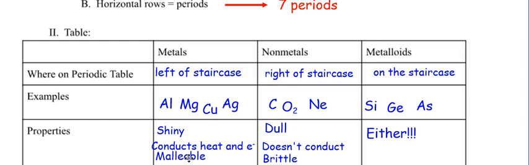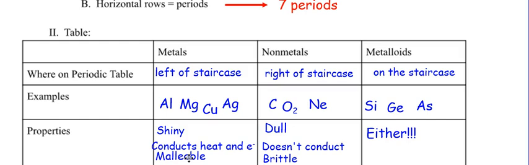Carbon in its elemental state is dull. It's like your charcoal briquette, not your diamond. All right, that's a special case of carbon, but charcoal is a more common form of carbon, and it is dull, there's no shine to it. Oxygen and neon don't have any shine. Carbon, oxygen, neon, they don't conduct.